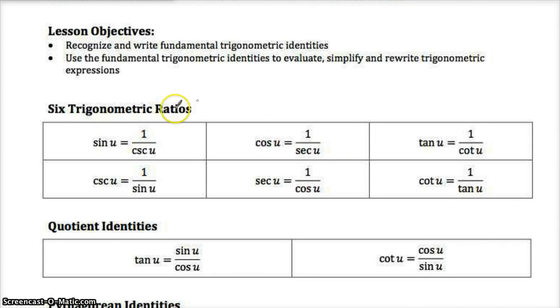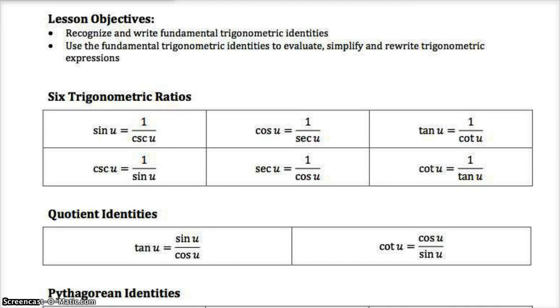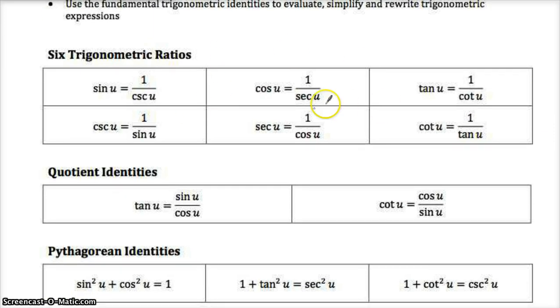Here are some trigonometric ratios with the reciprocal functions. Sine equals 1 over cosecant, or cosecant equals 1 over sine, and then of course cosine is related to secant, so 1 over secant is cosine, or secant is 1 over cosine, and then tangent equals 1 over cotangent, or cotangent equals 1 over tangent. None of that information will be given to you on the test, so you need to remember those associations with one another.